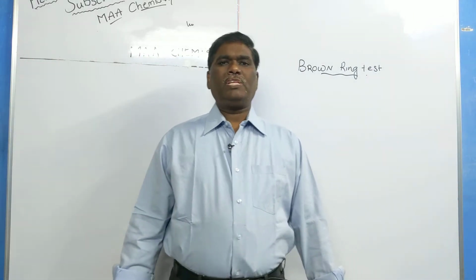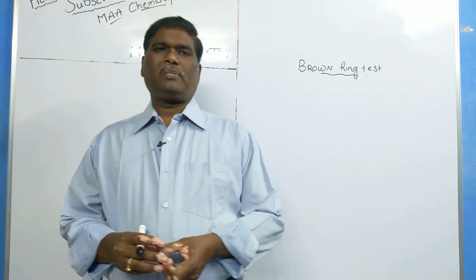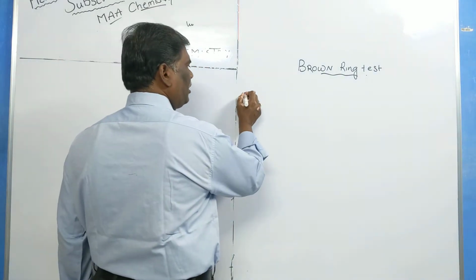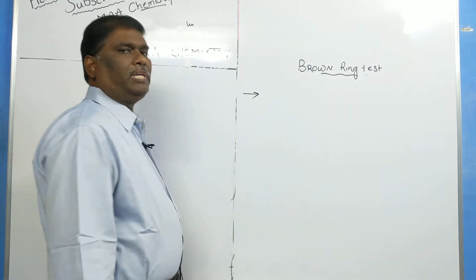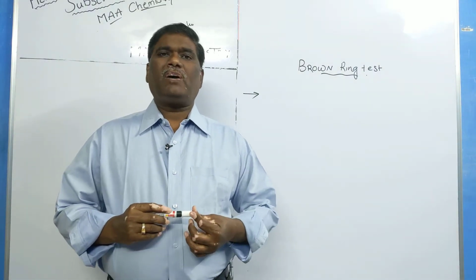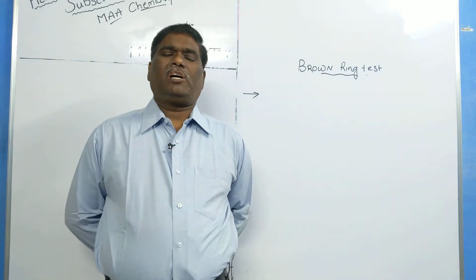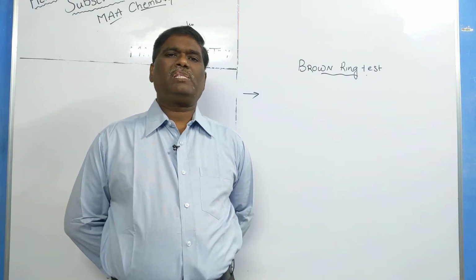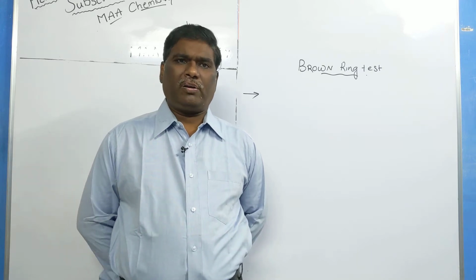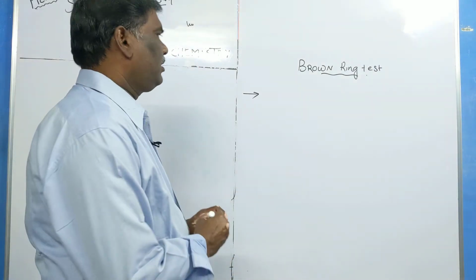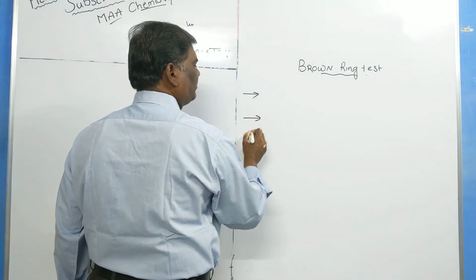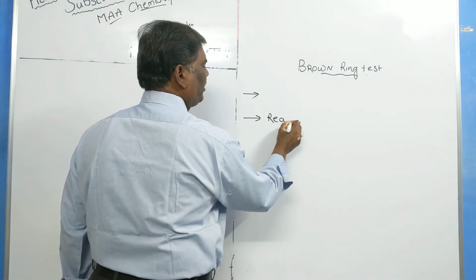Hello students, in this video we are going to discuss the Brown ring test for nitrate ions. The Brown ring test is used for the identification of the presence of nitrate ion in the given salt. In the given salt, we have to find out the nitrate anion. For this, what are the reagents we are taking?